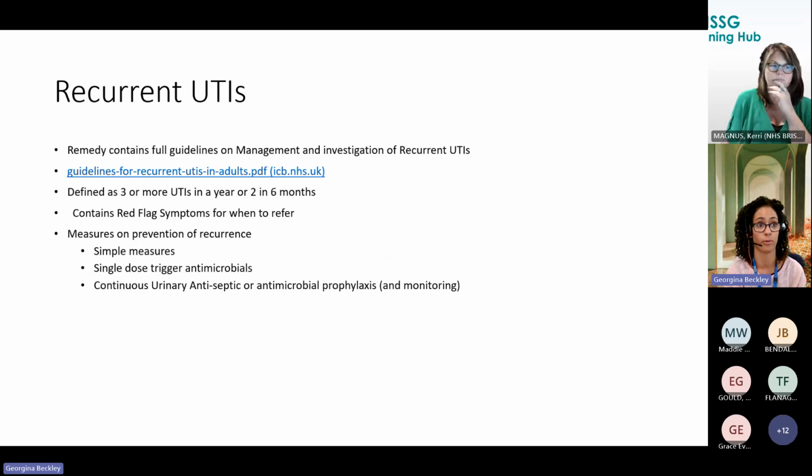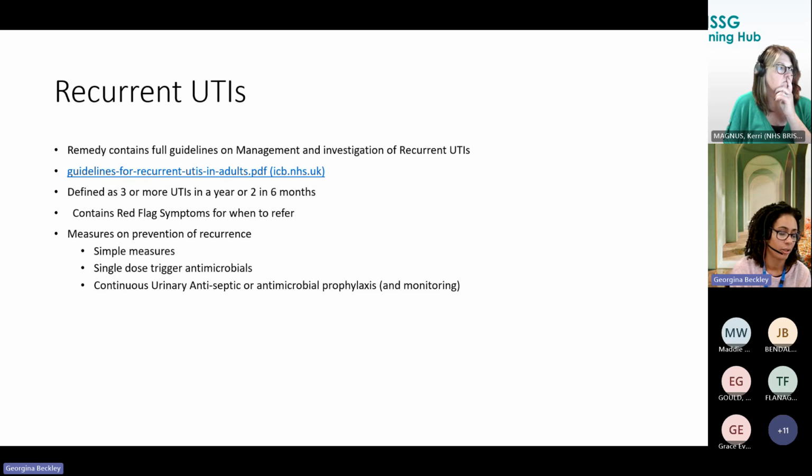So things like neurological symptoms, any man with recurrent UTI, isolation of Proteus, which is a bug associated with stone formation. It also includes some really useful measures on prevention of recurrence. So simple measures such as hydration, treatment of constipation. There are guidelines on non-antimicrobial measures such as topical estrogen in perimenopausal or postmenopausal women.